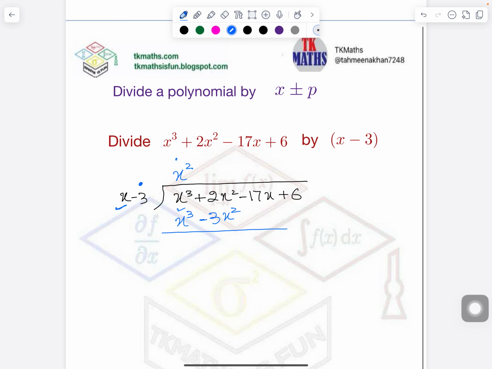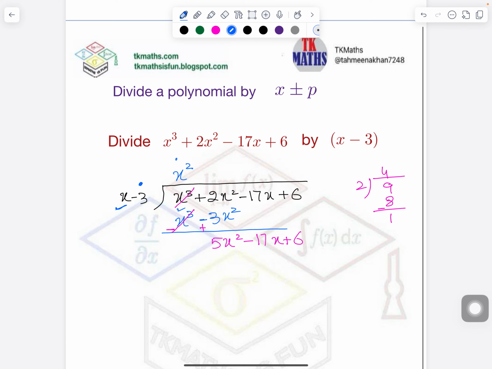And then you subtract like you do number subtraction when you do the long division. For example, here, when you subtract, the sign changes into negative. Similarly, these signs will change here. This will cancel and you have 5x square. The remaining terms you will copy down.